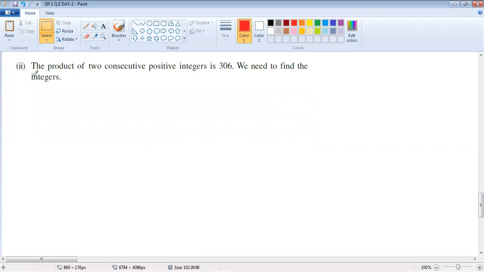Okay, next question. What is it? The product of two consecutive positive integers. Let the number be x, and its consecutive number will definitely be x plus 1. No doubt, one is x, another one is x plus 1.